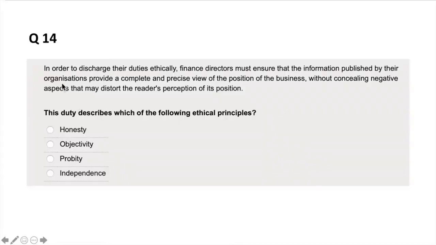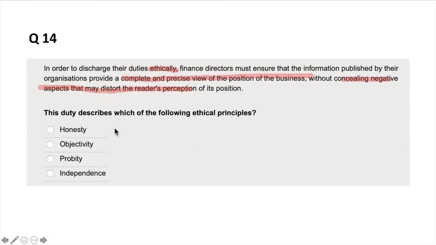Question number 14. In order to discharge their duties ethically, finance directors must ensure that the information published by their organizations provide a complete and precise view of the position of the business without concealing negative aspects that may distort the reader's perception of its position. Okay? And that is basically the role of a finance director. This duty describes which of the following ethical principles?